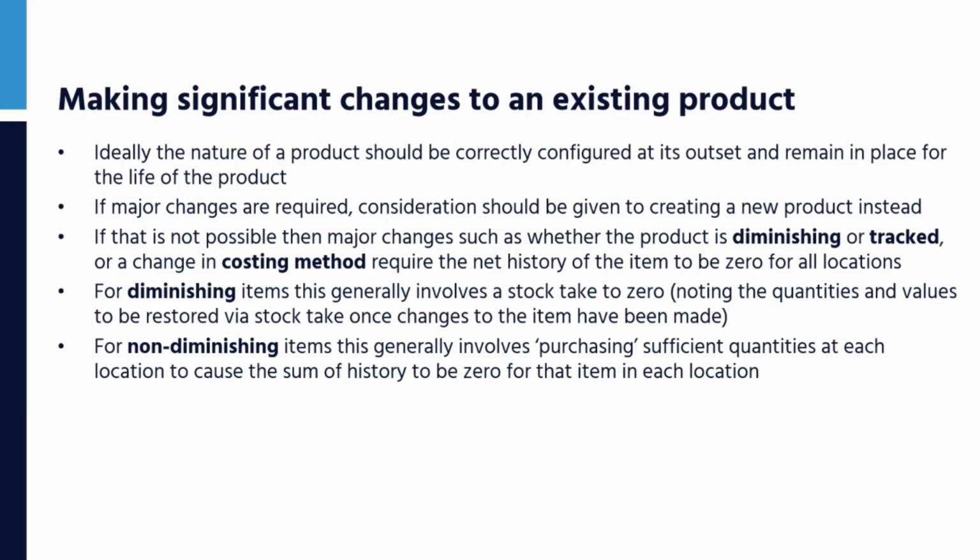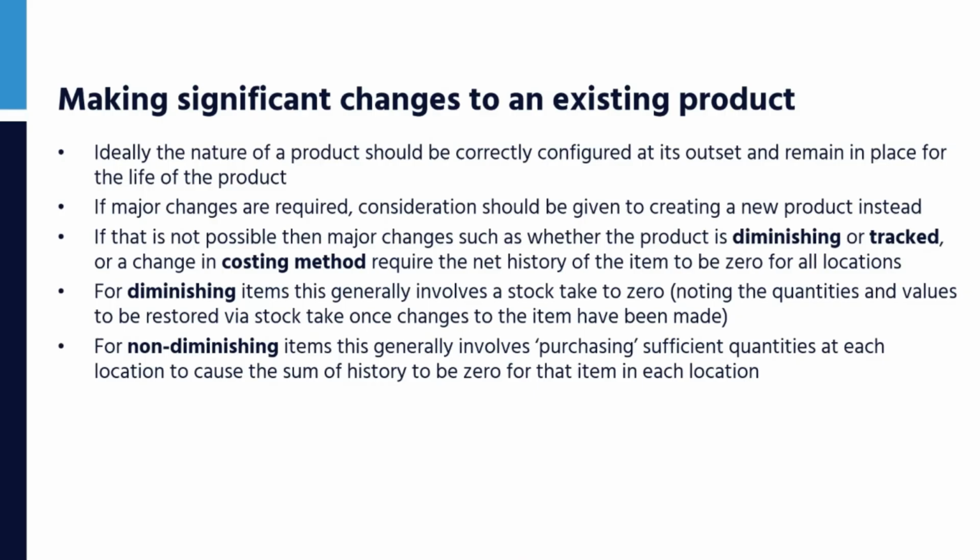So if you do need to make those changes, it is possible, but what you need to do is essentially get that product to zero quantity, zero value in every single location before making those changes. Not everything can be changed, but there are certain things that can be changed. Essentially it is a fairly meaty process, especially if you do have multiple locations and you're stocking the item in those locations. You need to stock take everything to zero and then make a note of it so you can stock take it back to the correct quantities and values once you've finished changing whatever it is you want to change on that product.